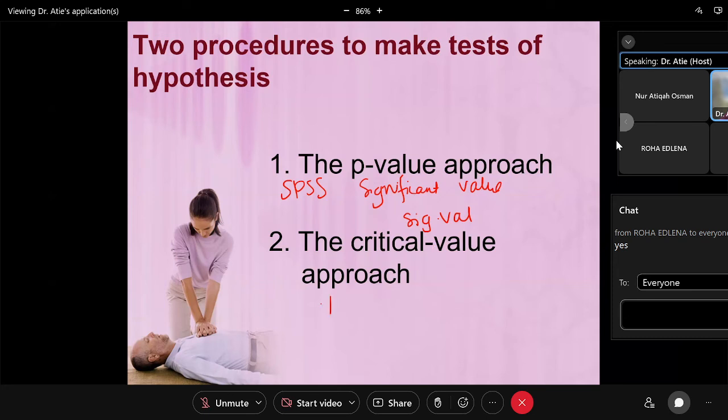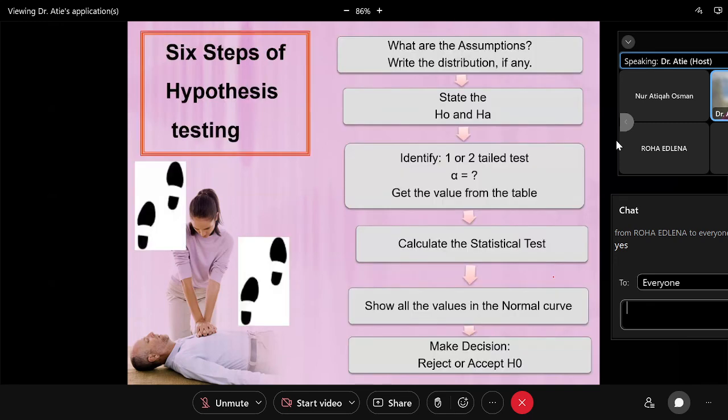We use the tables on page 208 and 209 in order to find the critical value of Z and the critical value for T. So that's what we call the critical value. So you have done the second approach. Now we are going to learn how to use the first approach. So this is for the manual part.